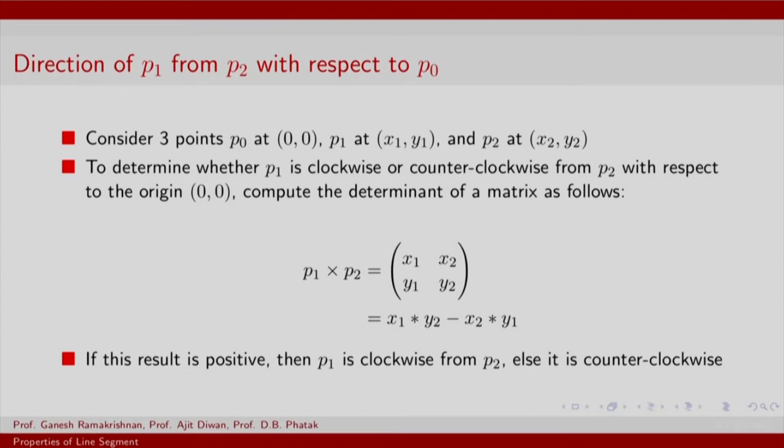A very fundamental tool to answer this question is to look at the cross product. The cross product is depicted as P1 cross P2 and it is not commutative. So, P1 cross P2 is not necessarily equal to P2 cross P1. Now, one can understand this cross product as follows.